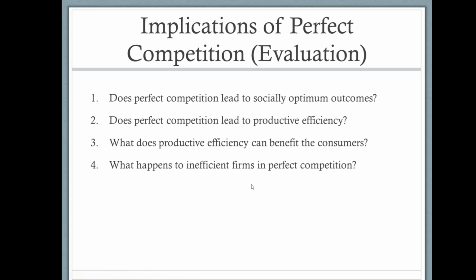Okay, number five. How does the market respond to changes in consumer tastes? How do they respond? Do they respond very quickly, or would they not respond at all? Suddenly, some consumers prefer this product in this perfect competition market. So what will happen to the market?